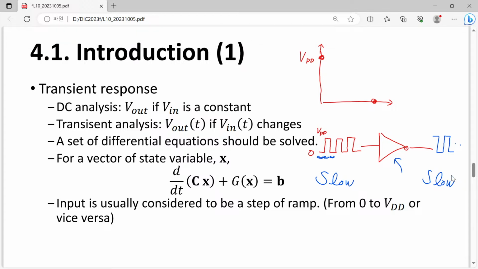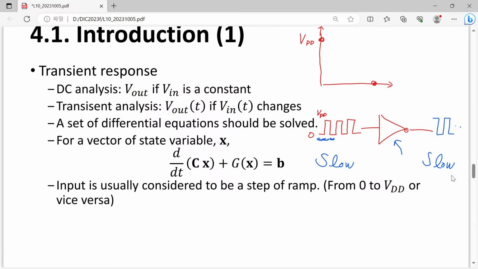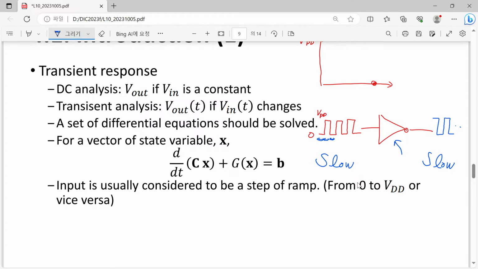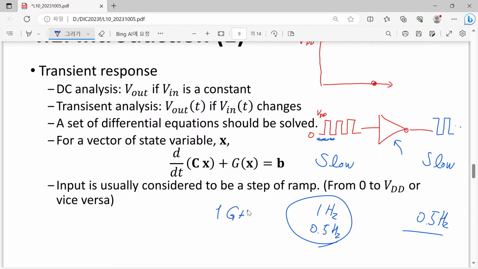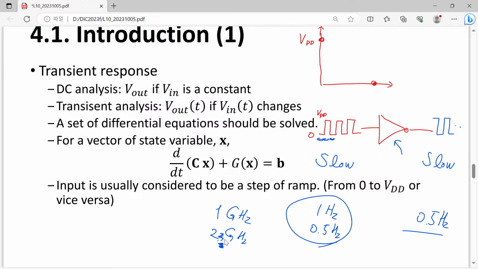However, this is not our usual use. For example, if we have just a 1 Hz or 0.5 Hz signal going into this circuit, it will work perfectly with 0.5 Hz. However, do you want to have the system operated at 1 Hz? Usually not. What you want is 1 gigahertz or 2 gigahertz. Sometimes you want to increase it to 2.1, 2.2, 2.3. This small difference sometimes becomes the real advantage of your new device.